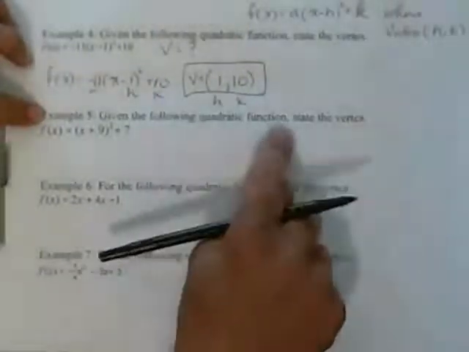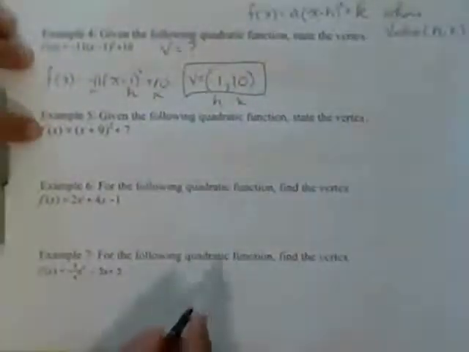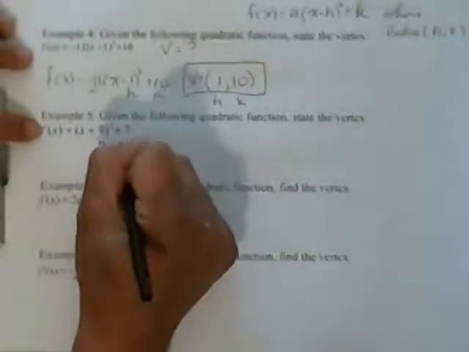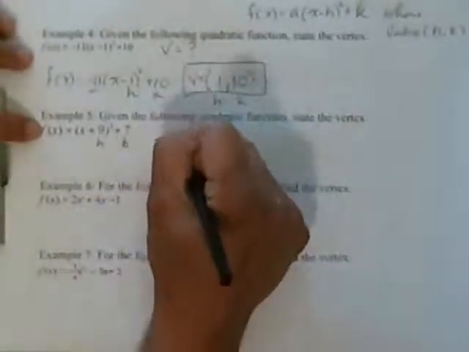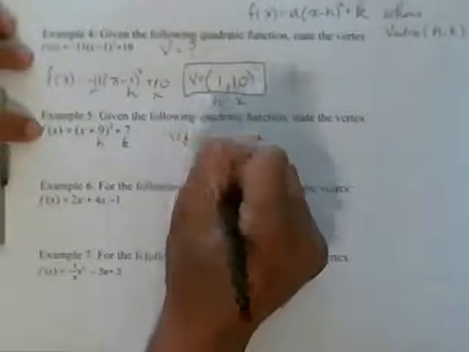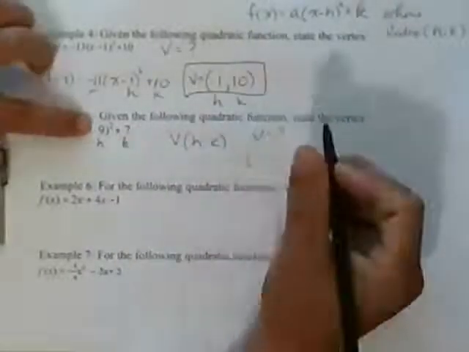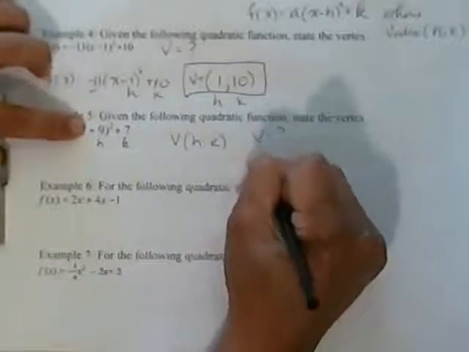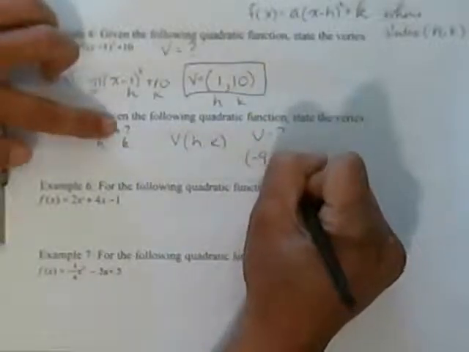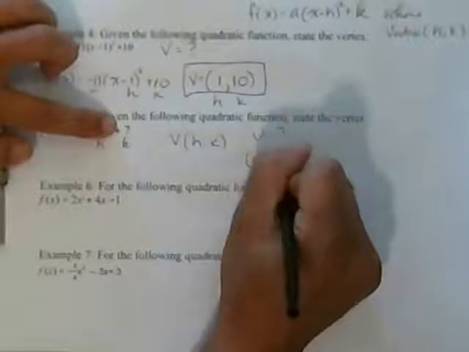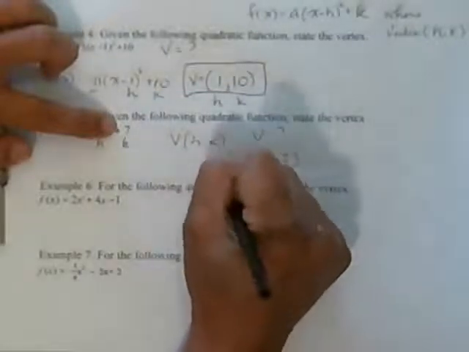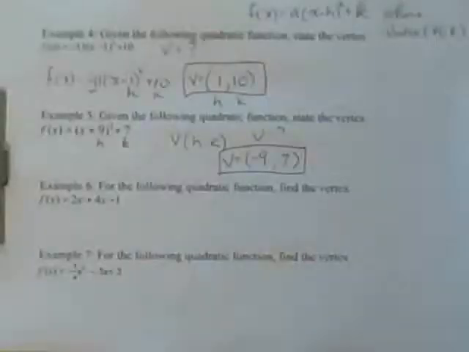Given the following quadratic function, state the vertex. Well, this is pretty easy. That's your h, that's your k. Your vertex is (h, k). That's what we're looking for. It's going to be the opposite of the inside, which is negative 9, and k stays the same, which is 7. It's a coordinate. Don't forget, that's the coordinate of the vertex.